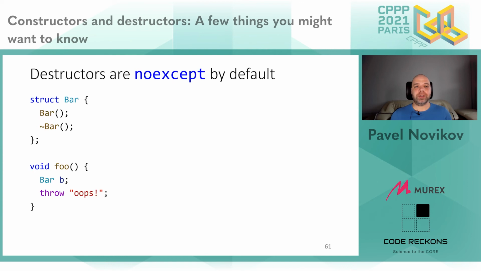The next topic is destructors are noexcept by default. So here we have a type bar, which has a default constructor and destructor, and we can use it like this in the foo function. And when an exception is thrown, stack unwinding begins. It destroys bar, and bar had better be noexcept, because if bar throws an exception while another exception is in flight, it will terminate your program. So I think I forgot to say, since C++11, destructors are noexcept by default.